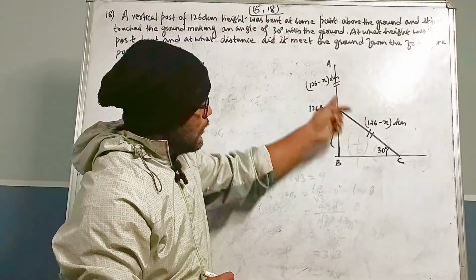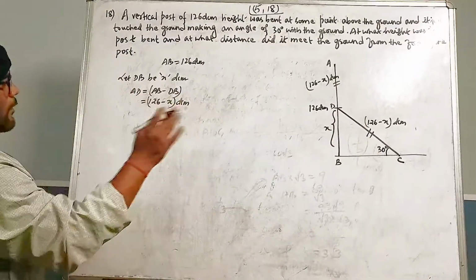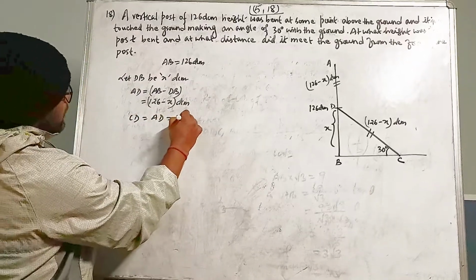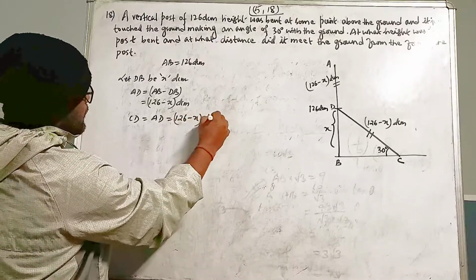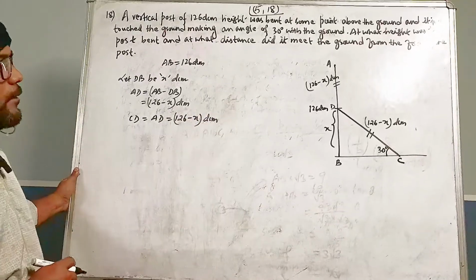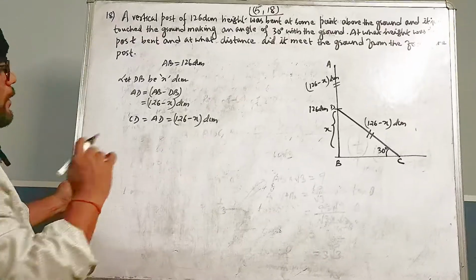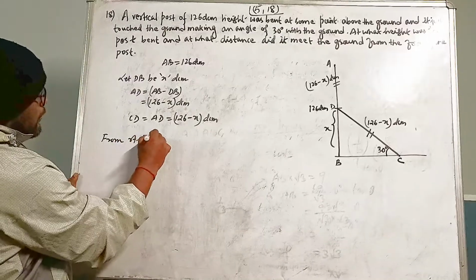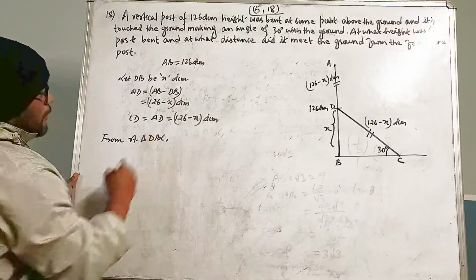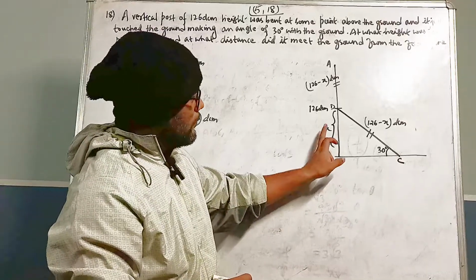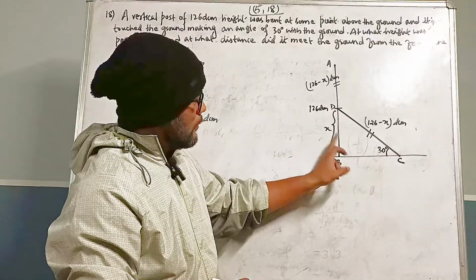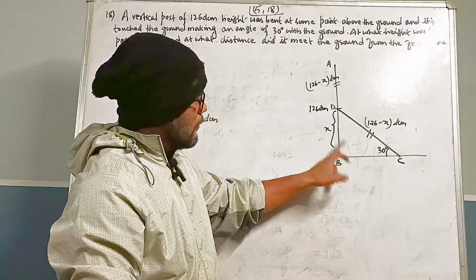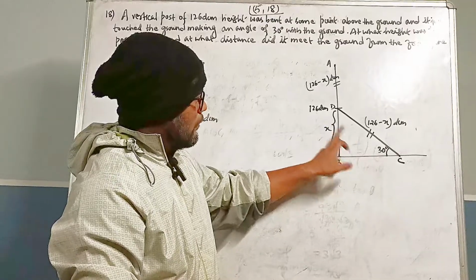Now this AD is equal to DC. That is the same part. So CD equals AD, which equals 126 minus x decimeter. Hope our students are understanding. Okay, now we have to make two equations. So from right angle triangle DBC, okay, this triangle DBC. So look here. First of all, find the value of BC, perpendicular by base.